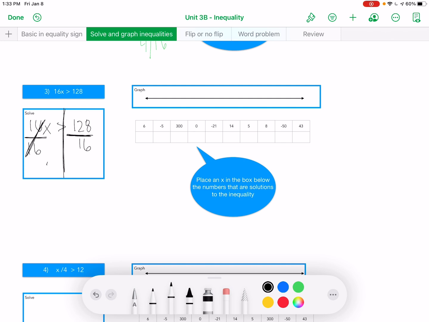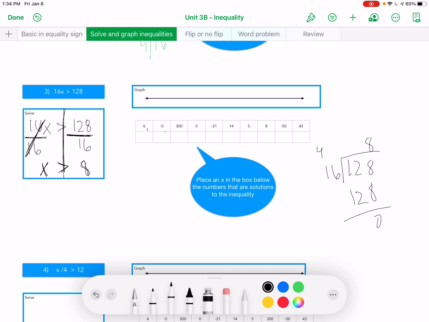16 divided by 16 gives you 1x is greater than 128 divided by 16. 16 goes in there 8 times. 8 times 6 is 48. Carry your 4. 8 times 1 is 8, plus 4 is 12. So x is greater than 8.